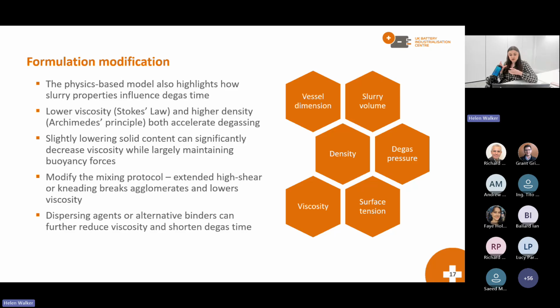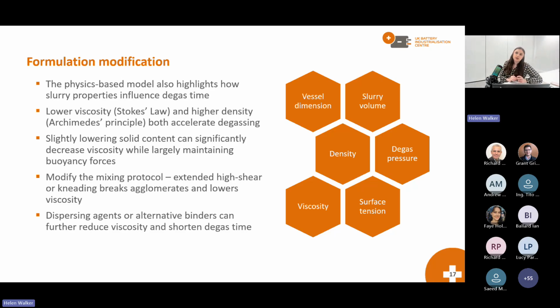So the more dense your slurry is, the quicker a bubble is going to rise, Archimedes' principle, and the viscosity, because that viscosity, I mentioned Stokes' law earlier, will affect how much viscous resistance there is to a bubble moving up through the slurry column. And what we found at UKBIC is, viscosity and density, you can't change one without the other. If you decrease your density, you will decrease your viscosity. And so it's a trade-off between those, the buoyancy forces and the viscous forces.